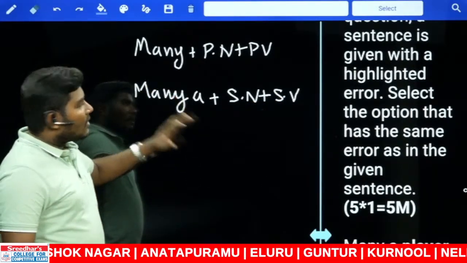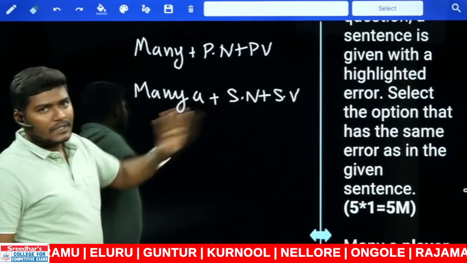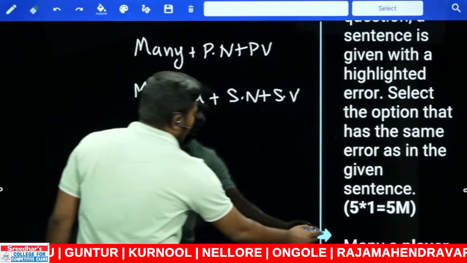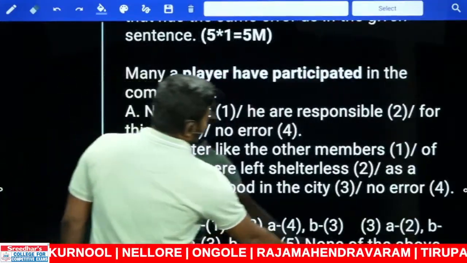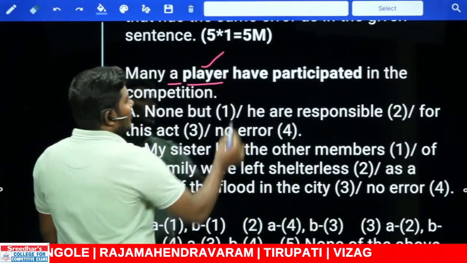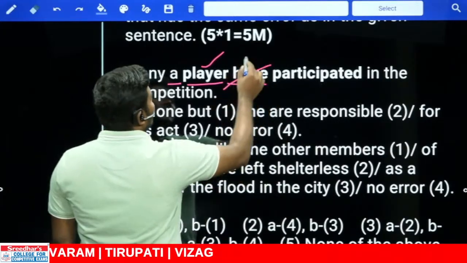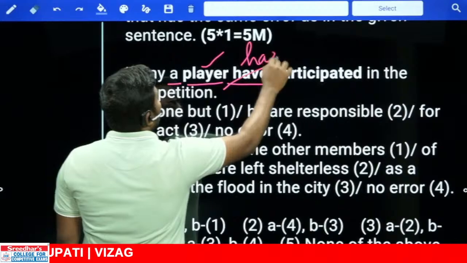Meaning is same, but the logic is different. Many plural noun plural verb, many a singular noun singular verb. Now is it given or not? Let us once check that out. Look at the statement. What is statement given? Many a player. Okay, possible, but in continuation what is given? Have, which is absolutely plural. So what is the answer that we need? The answer that we need is nothing but has.